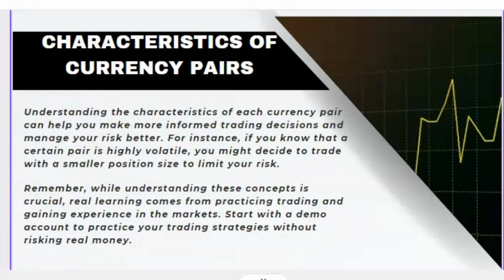Now, understanding the characteristics of each currency pair can help you make more informed trading decisions and manage your risk better. So what are the things I've told you so far? I talked about volatility, spread, and correlation. You must know all of these at the back of your mind when it comes to your trading. For instance, if you know that a certain pair is highly volatile, you might decide to trade with a smaller position size to limit your risk.